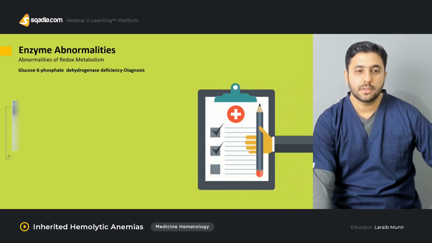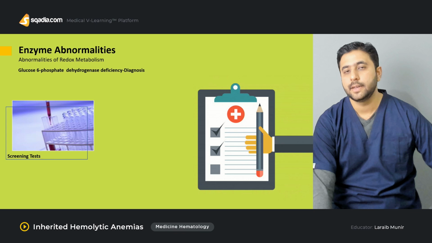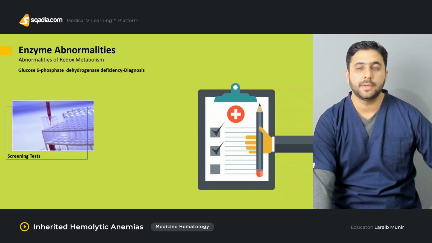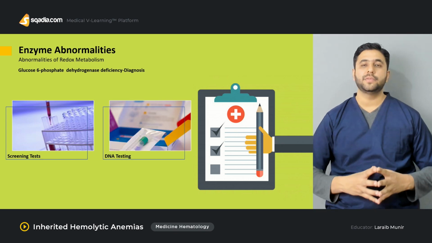How do we diagnose this condition? The screening test is basically the G6PD enzyme assay in the RBCs. It is a quantitative test, and this screening test is also basically the diagnostic test, in which we quantify the concentration of G6PD enzyme in the RBCs. Along with that, various types of DNA testing can be done.